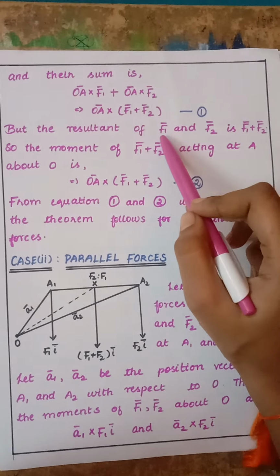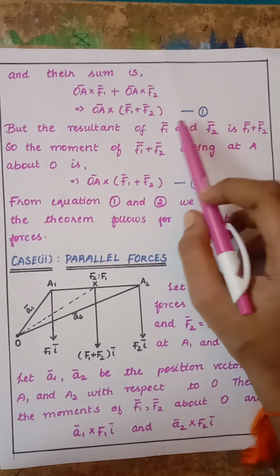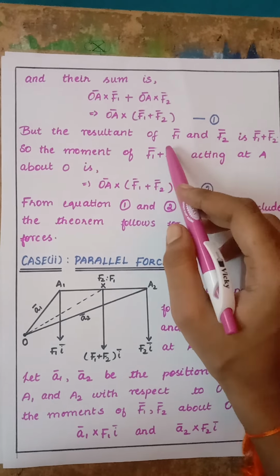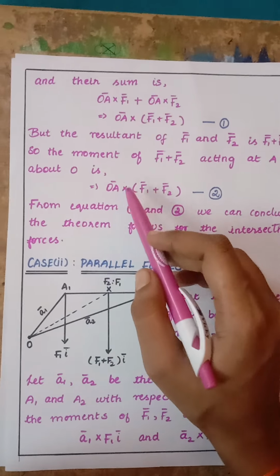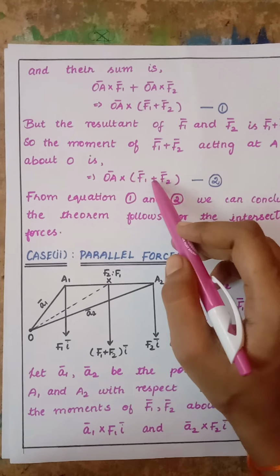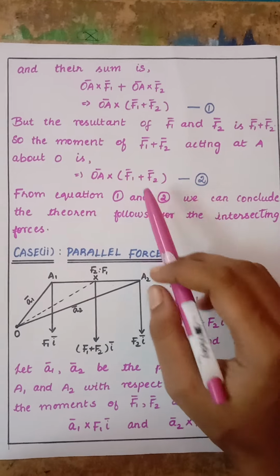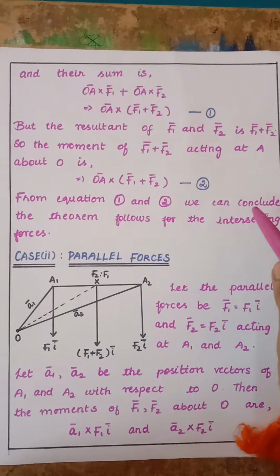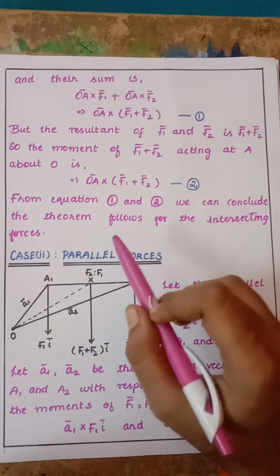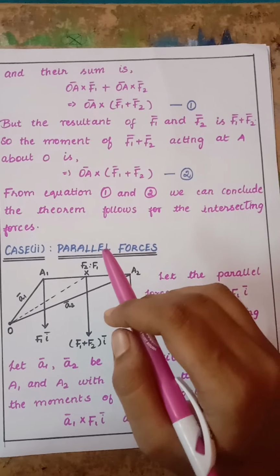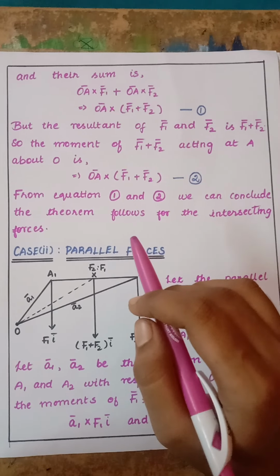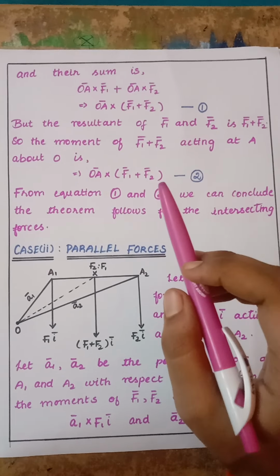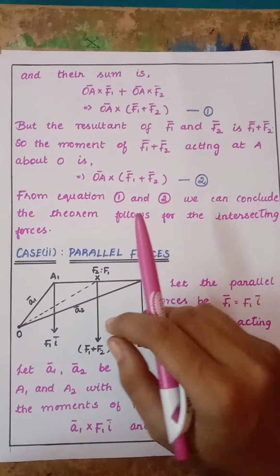We know the resultant is (F1 plus F2) vector for F1 vector and F2 vector. Now taking the moment of this resultant, which is acting at A, about O, is OA vector cross (F1 plus F2) vector. Mark this as equation 2. Let us look at equation 1 and equation 2. From these equations we can conclude the theorem follows for the intersecting forces. That is, the sum of the moments of two intersecting forces about any point is equal to the moment of the resultant of the forces about the same point.